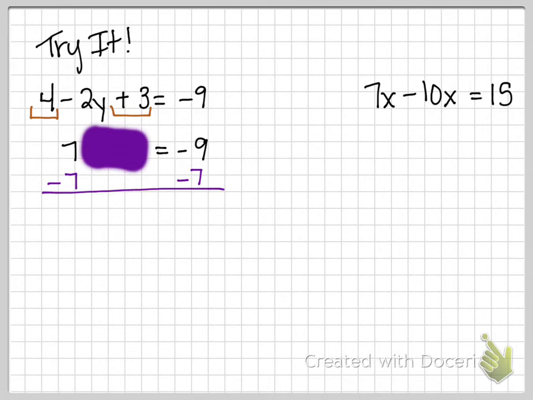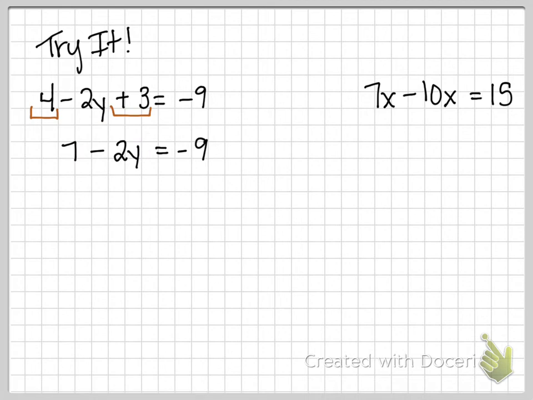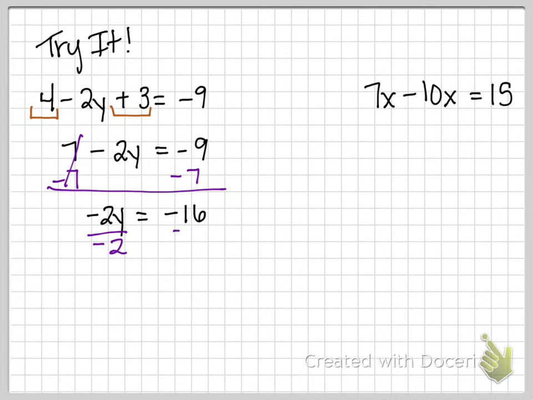Oops, hold on, I gotta erase that big purple spot. Okay, here we go. We'll subtract 7 on both sides. And bring everything down. Negative 2y equals negative 16. And then my last step is going to be to get y by itself by doing the inverse operation of multiplication, which would be division by negative 2. And if I do it on one side, I must do it on the other side. So we end up with y equals positive 8.